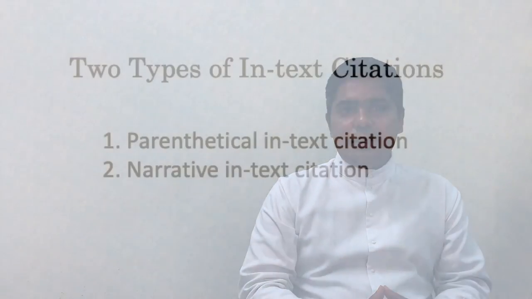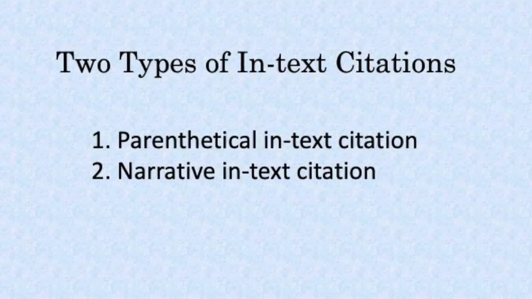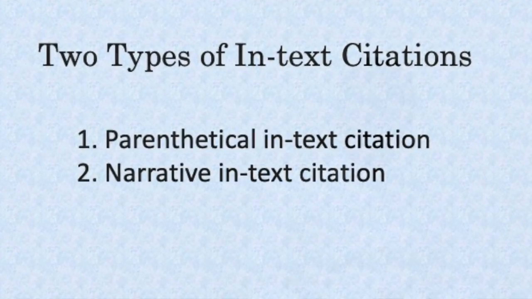We have seen that index citations are indications about the source from where we have borrowed the information, and it will lead us to the complete details of the source, which is listed in the references or works cited list. How to create this index citation? There are two types of index citation: parenthetical index citation and narrative index citation.